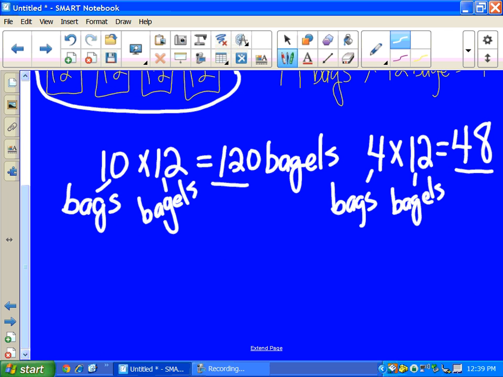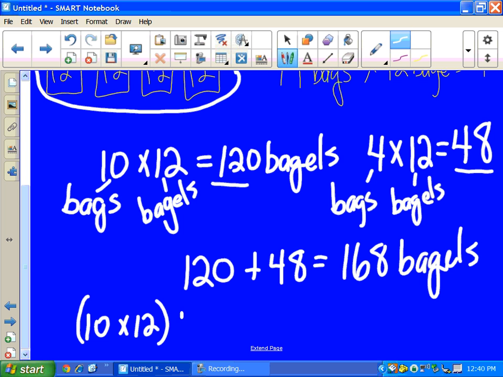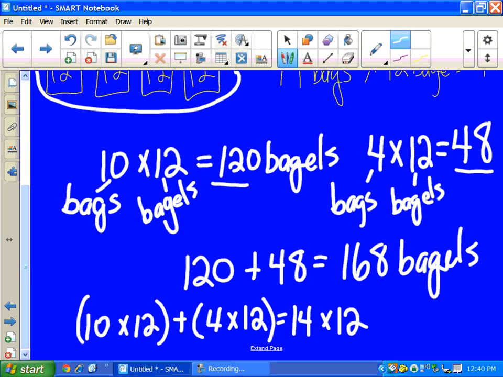So we know that we have to add our 120 plus the 48 more bagels in those bags equals 168 bagels. So 10 times 12, 10 groups of 12, plus 4 more groups of 12 equals 14 groups of 12, which is what we were trying to figure out.